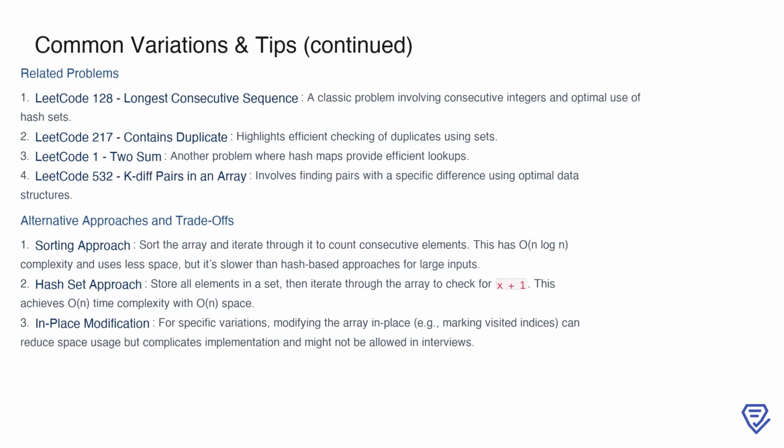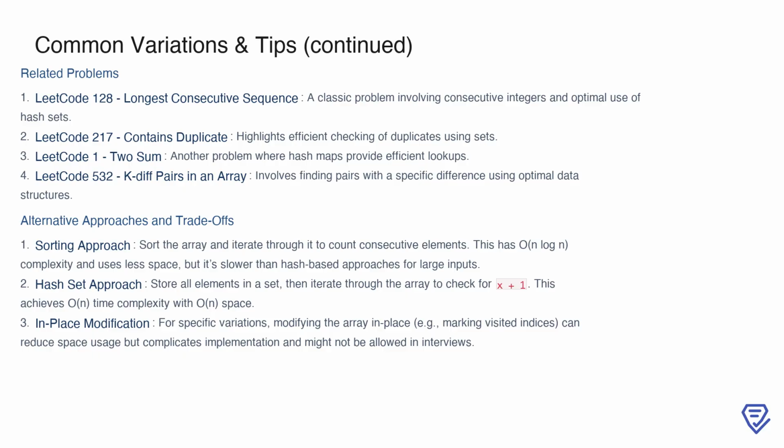It's also helpful to explore related problems to deepen your understanding. For example, LeetCode 128, Longest Consecutive Sequence, is a classic problem that emphasizes the use of hash sets for optimal performance with consecutive integers. LeetCode 217, Contains Duplicate, focuses on efficiently checking for duplicates using sets. Another well-known problem is LeetCode 1, Two Sum, where hash maps enable quick lookups to find pairs efficiently. Additionally, LeetCode 532, K-diff Pairs in an Array, involves finding pairs with a specific difference, requiring thoughtful use of data structures.